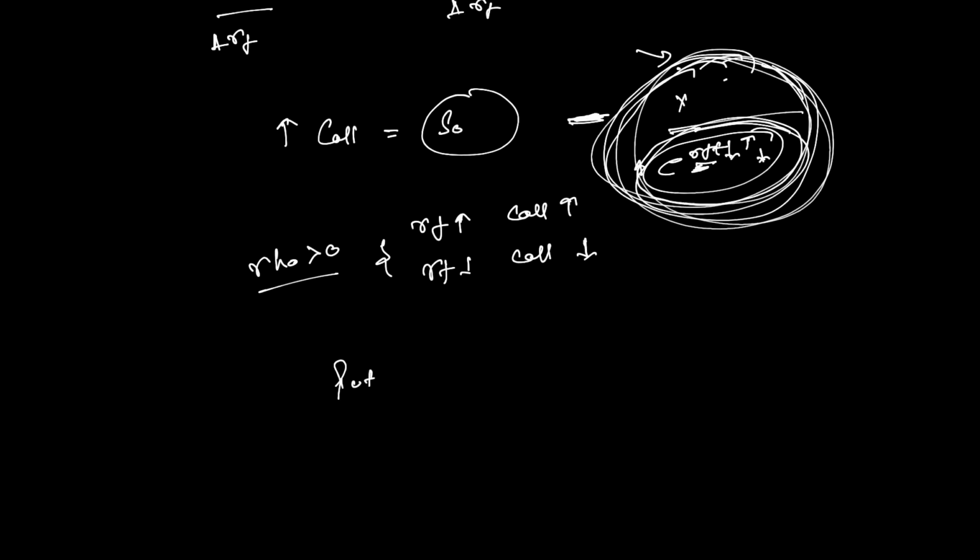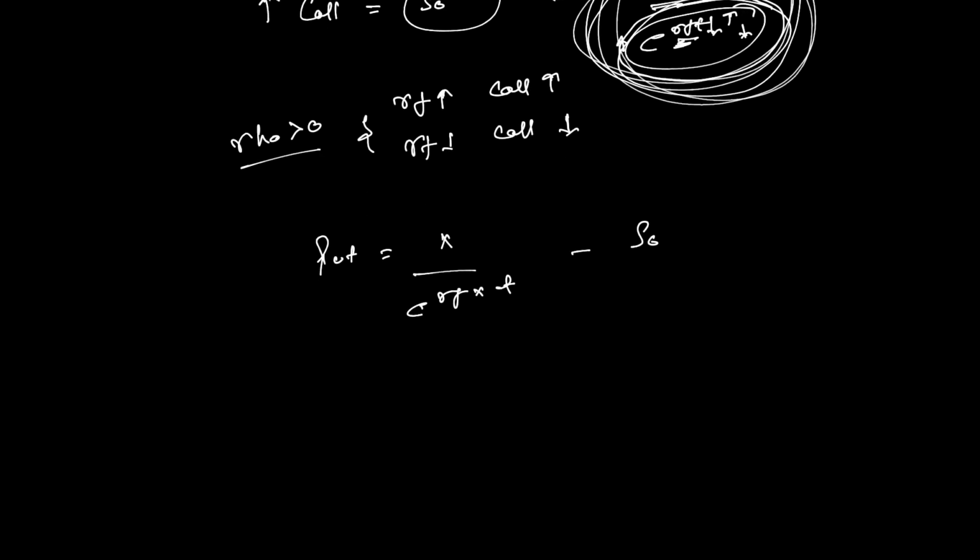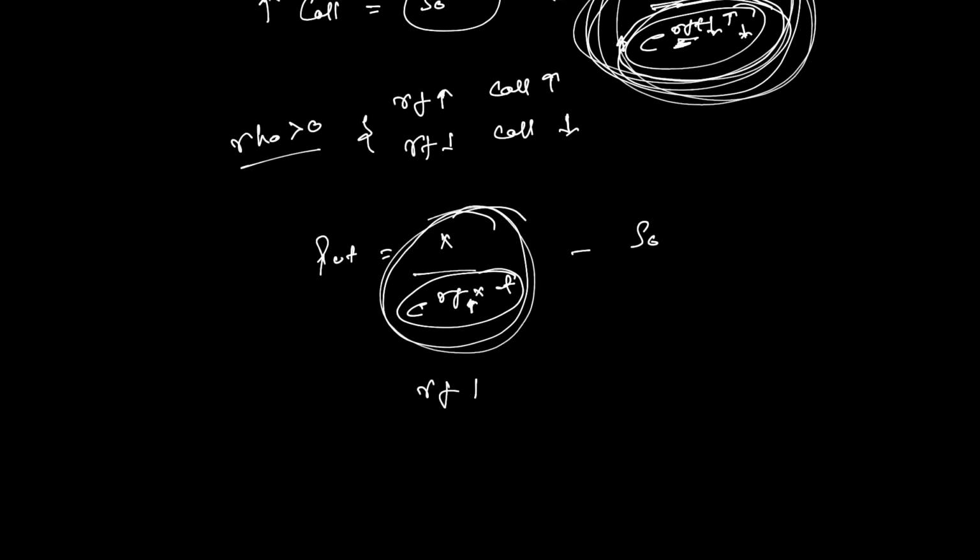If I write for put option, then it is X upon e to the power RF into T minus S0, definitely N(d2), N(d1), I am removing it. Now if RF increases, this section actually decreases, because if RF increases, the denominator increases, the whole value will decrease. So if RF is increasing, the value before the negative is decreasing, so the put value is actually decreasing. Now again, if RF decreases, then the denominator decreases, this whole value will increase, so put value will increase.